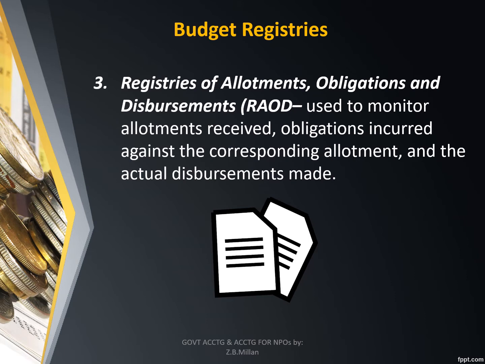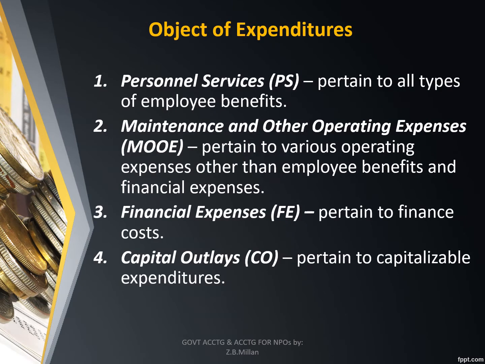So separate registries of allotments, obligations, and disbursements, or RAOD, shall be maintained for each object of expenditure. So for government accounting, meron tayong tinatawag na object of expenditure. So this object of expenditure simply correspond lang naman doon sa nature ng expenditure. So the classification of expenditures by object are as follows. So first, we have personal services.